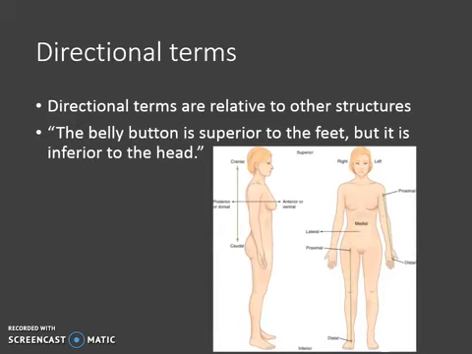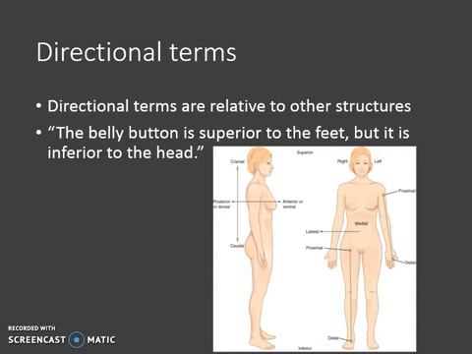And one thing to keep in mind is that directional terms are relative to other structures. So something can be above one thing but below another thing. One example is the belly button is superior to the feet. Superior means closer to the head. So we can all agree that the belly button is closer to the head than the feet are.